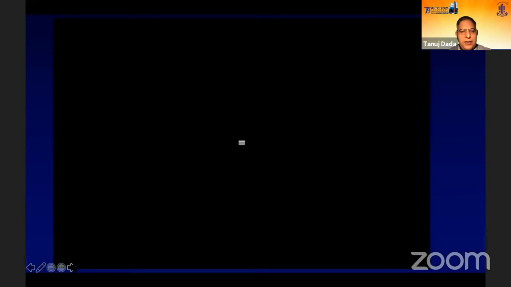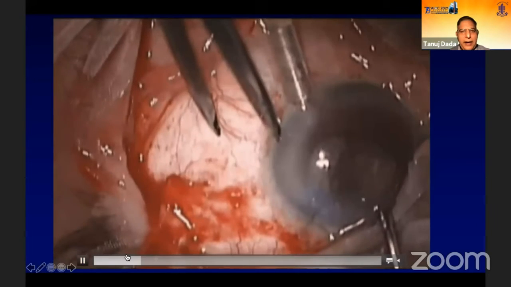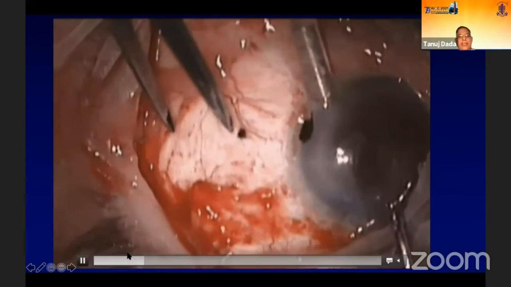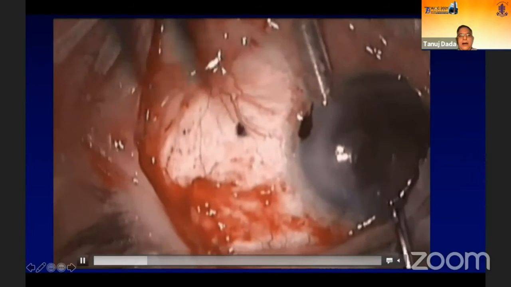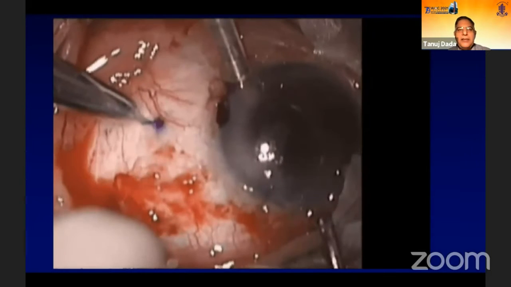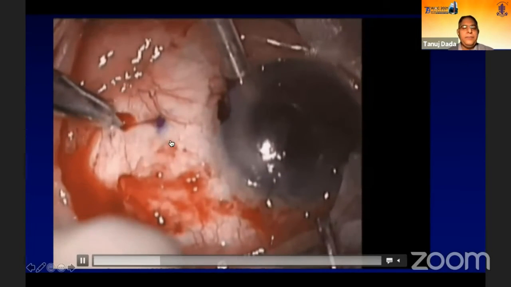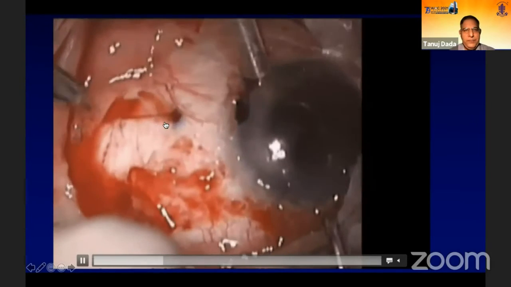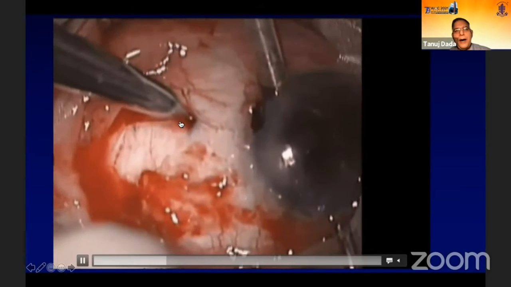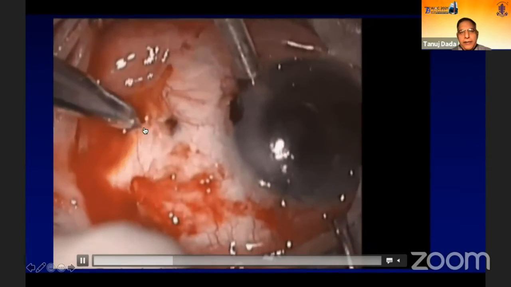The next situation, of course, is the most dreaded complication, and there we are helped by our retina colleagues. So this is an expulsive hemorrhage that has occurred, and you have to be very careful. It is best that you refer these cases to retina colleagues. So he has put in an AC maintainer, and now you can see he's making a partial thickness scleral incision and gradually deepening it till you hit the suprachoroidal fluid.